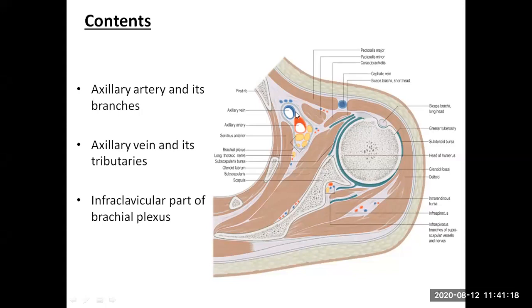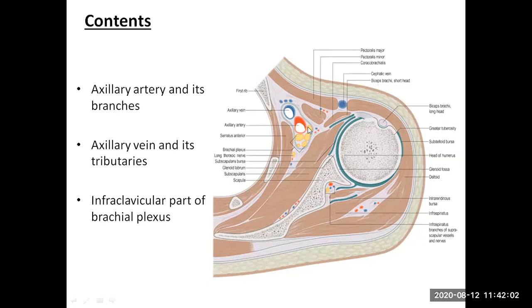So here you will see the contents of the axilla. The axillary vein is most medial, towards this side is medial, towards this side is lateral. It is most medial and also anterior in position. Its tributaries are also present in the axilla. And with the red color code here, you can see the axillary artery, which is also present in the axilla.